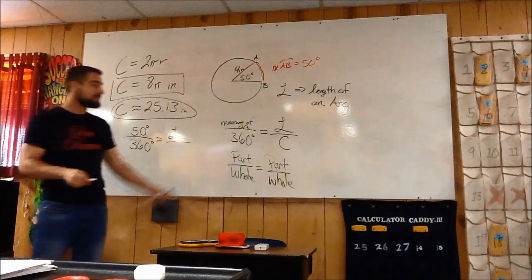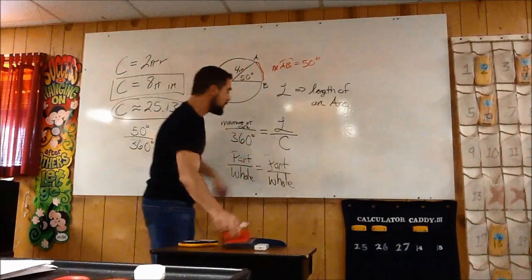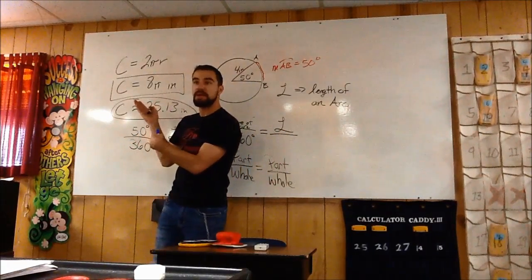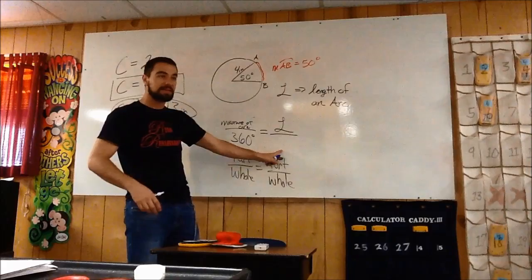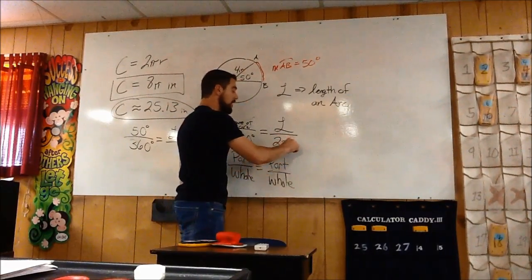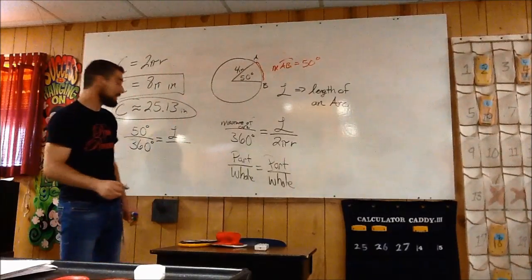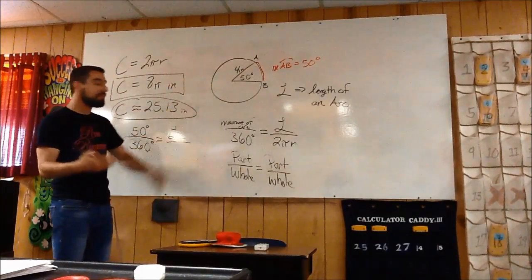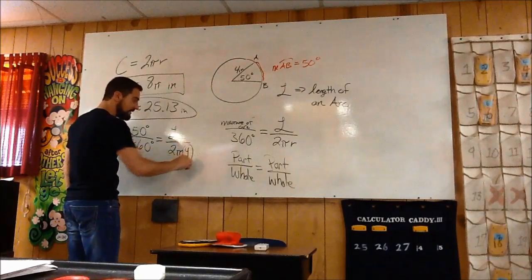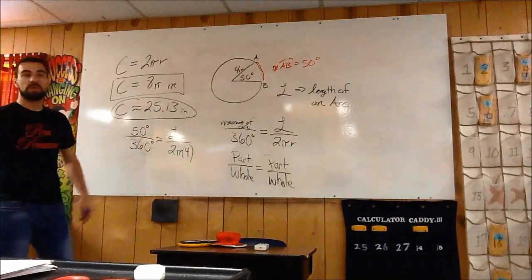The bottom is circumference. But we can determine the circumference because it's not always going to be given to us. So what you're going to have to replace that with is 2 pi r. When you're solving a problem, you're going to put 2 pi and then whatever your radius is. In this case, it is 4 inches.